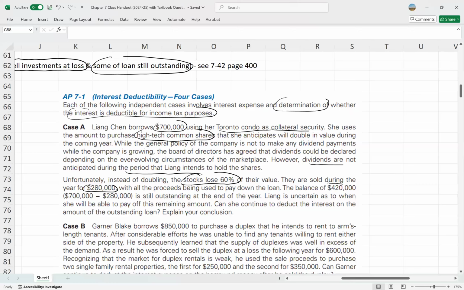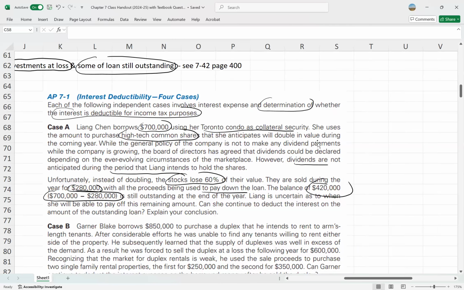So she basically lost a bunch of money. She bought the shares for 700, she sold them for 280. And so when she got the 280, she used that to pay down the loan. So there's still 420,000 of the loan outstanding. And she's not sure whether she will be able to pay off the remaining amount. She's still being charged interest. Can she continue to deduct the interest on the outstanding loan?